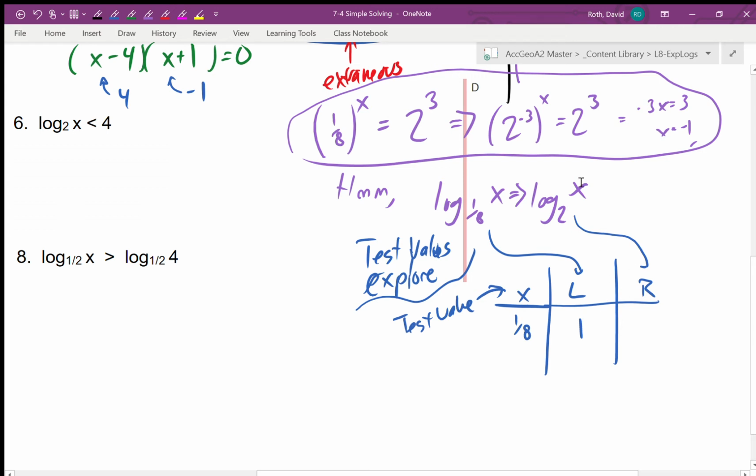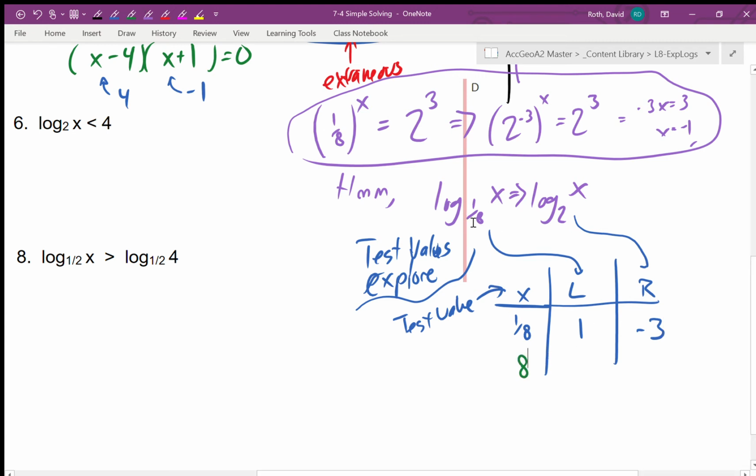And then if I plug it in over here, log base 2 of 1/8, 2 to what power will give me 1/8? Well, that's -3. Okay, what could I do to a 1 to get me to a -3? Well, I could subtract 4, or I could divide by -3. I don't know which way. Let's test another value. I don't know, pick maybe 8.